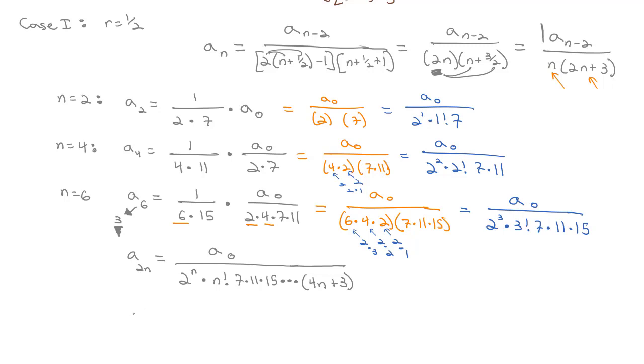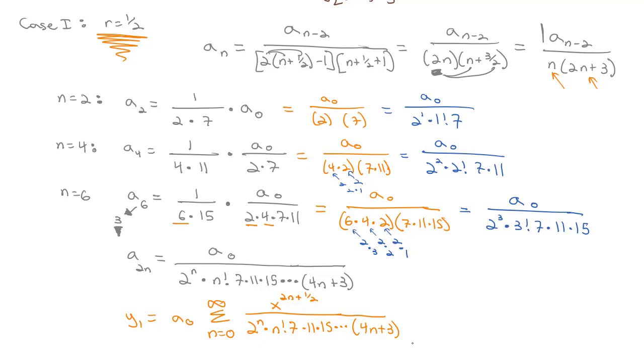And so with case 1, we have y sub 1 is equal to, we can factor the a sub 0 out, times the sum as n goes from 0 to infinity of x to the, we just had even exponents, so we're going to do 2n. We've got to make sure we add the r of 1 half, over 2 to the n times n factorial times 7 times 11 times 15 times all the way out to 4n plus 3. And that is our first solution for our differential equation.